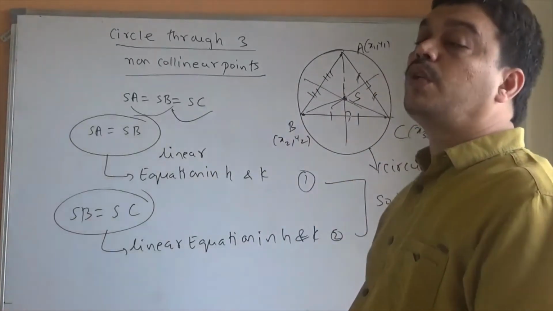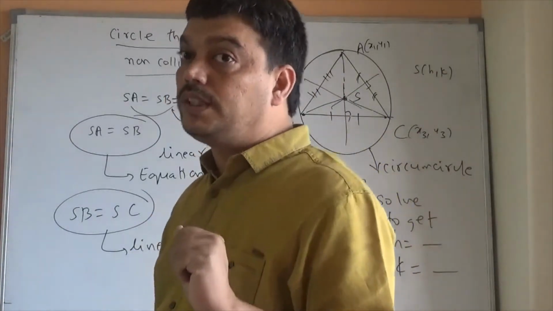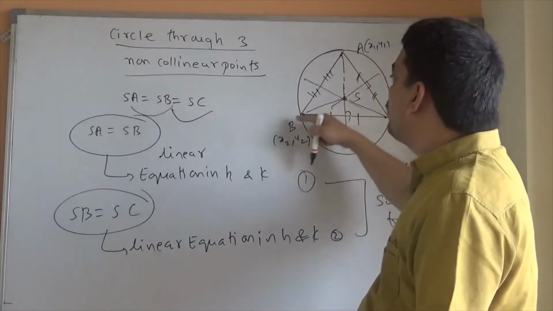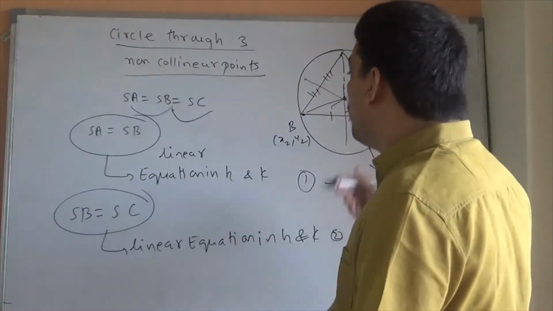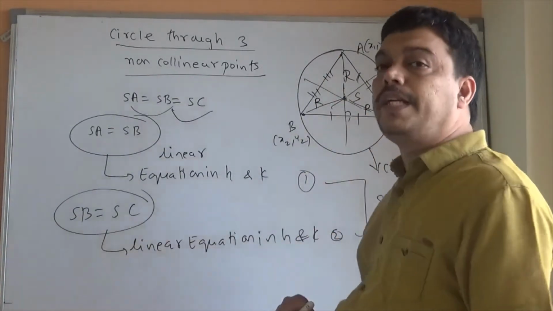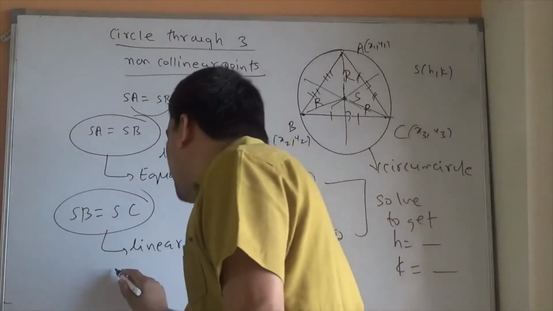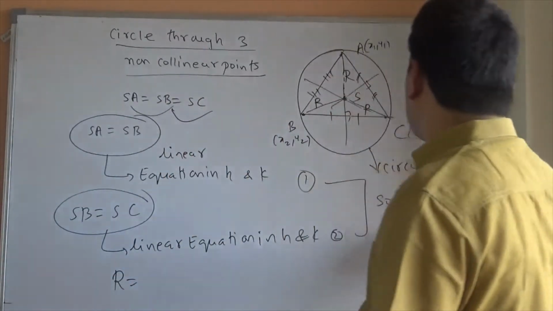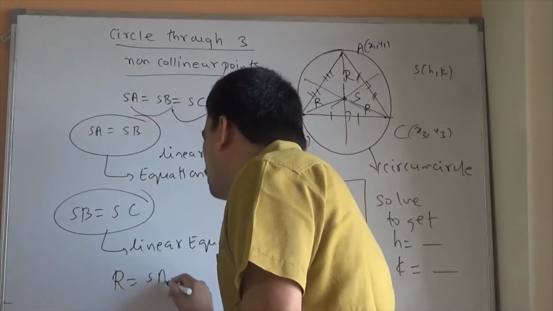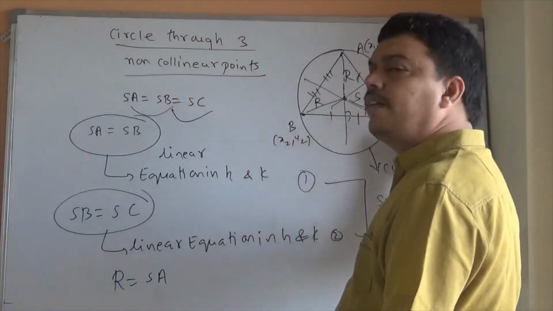In addition to this, what are we supposed to find now? We need to find its radius. In order to find the radius, SA or SB or SC will represent the radius of the circle. Because it is the radius of the circumcircle, it is also called the circumradius. How do we find this radius R? We just got h, k, so using the distance formula for SA, you can find R. Of course, you can even find SB or SC, they will give the same thing.